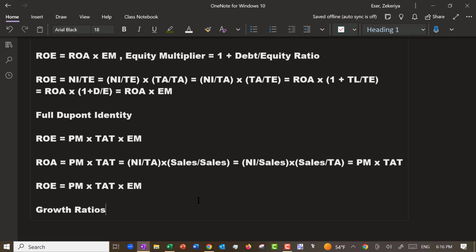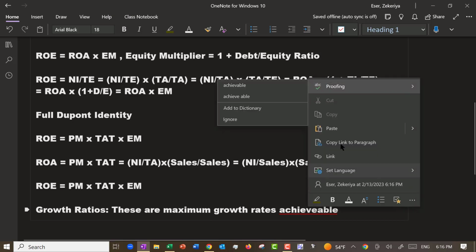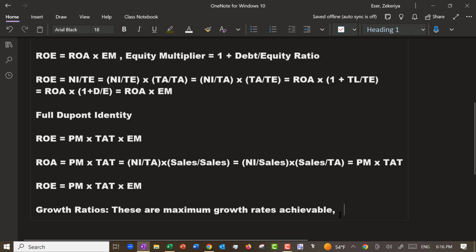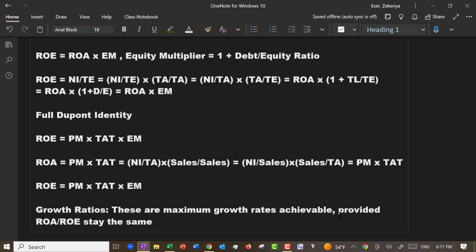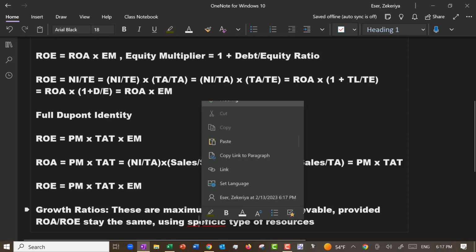Growth ratios. These are maximum growth rates achievable provided ROA and or ROE stay the same, using specific type of resources or finance.